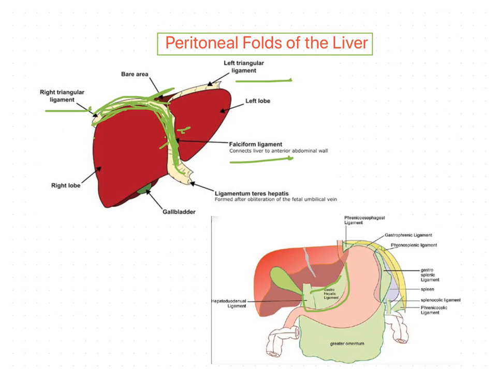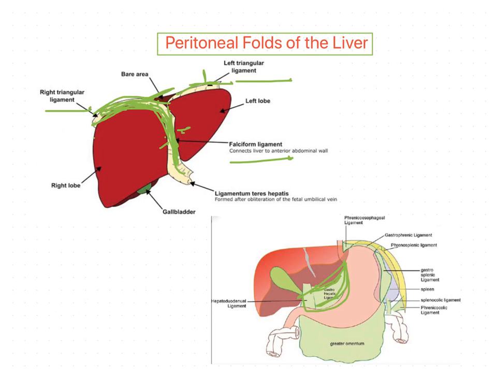So simply we can say the right triangular ligament connects the upper surface of the right lobe of the liver with the diaphragm. Left triangular ligament, it is a short triangular fold connecting the upper surface of the left lobe of the liver with that of the diaphragm. If you see the lesser omentum, it is a two-layered fold of peritoneum connecting the lesser curvature of the stomach with that of the liver. These are the peritoneal folds of the liver.